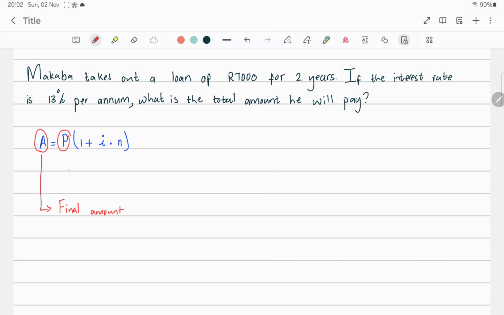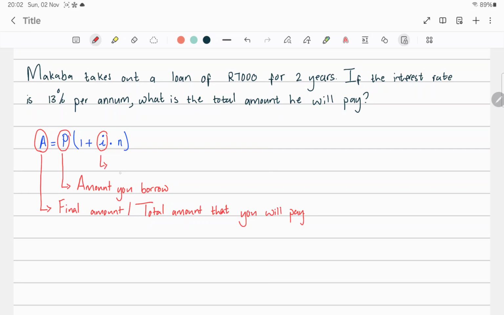And then your P, this one here, it also has a name, but let's call it the initial amount, the amount you borrow. So to be consistent with the above definition, the final amount we can say is the total amount you will pay. This is the total amount of money that you will pay. Now, next one.